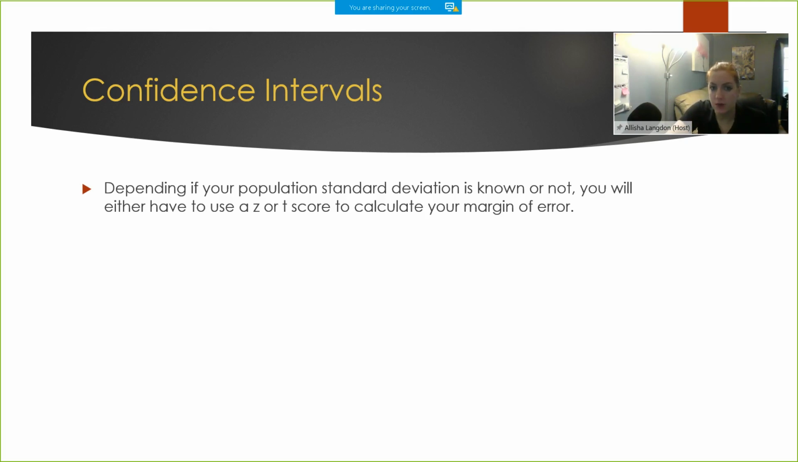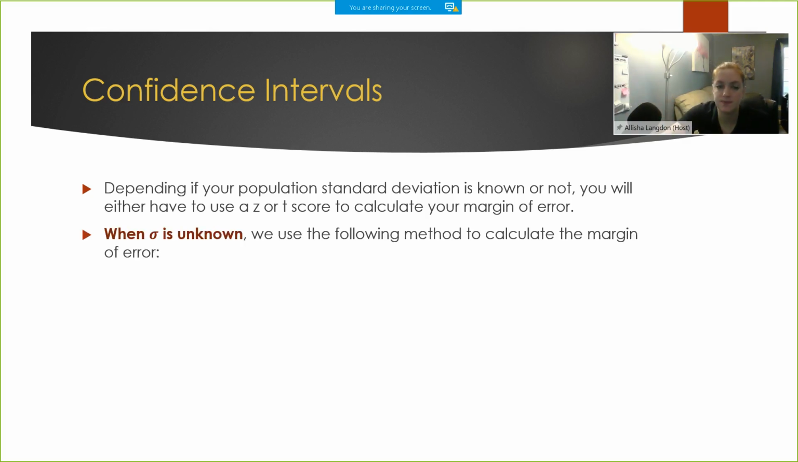Okay, so depending if your population standard deviation is known or not, you will either have to use a z or t-score. Now, we talked about when t is used. T is used when you do not know the standard deviation. That is what we're mostly going to use. And in fact, that's what you're going to use on your homework because we won't know our population standard deviation. So when your population standard deviation is unknown, so when you only know your sample, we use the following method to calculate the margin of error.